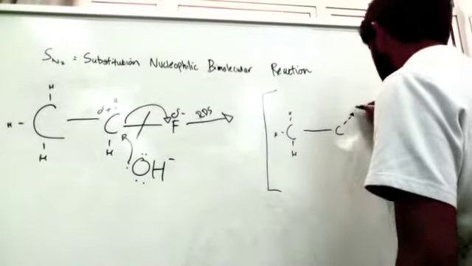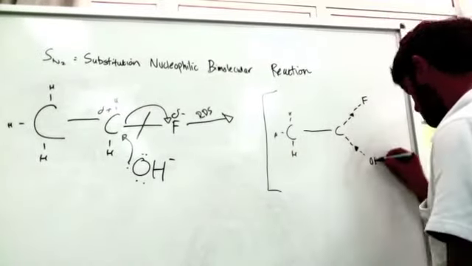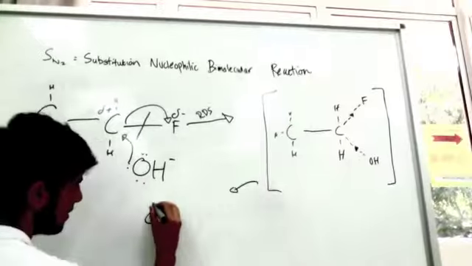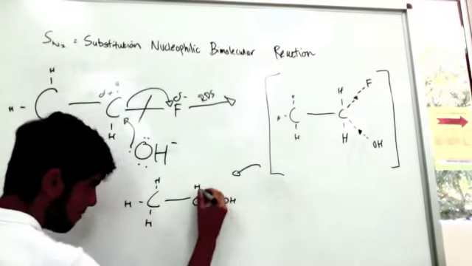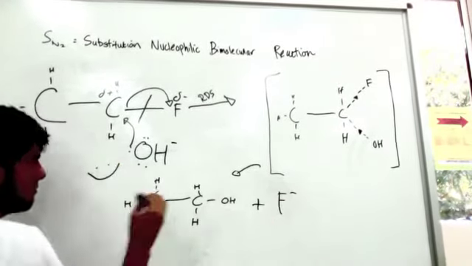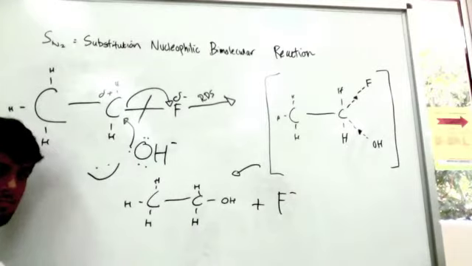Square brackets, and this is simply the F leaving the haloalkane and the OH entering it. Now what you see here is the production of an alcohol, and this is because the OH is bonded instead of the fluorine atom, and this is the substitution reaction.